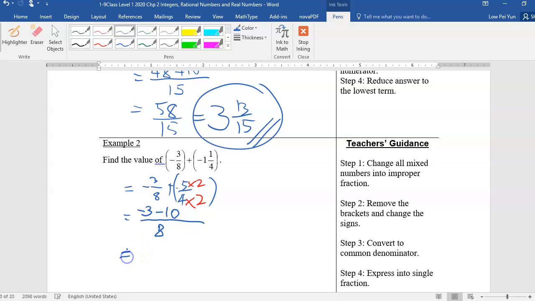So Louis, what's my final answer? Negative 1. That is because you change the improper fraction to proper fraction. Very good. Well done. Can we move on to the next page? Louis, please call someone.